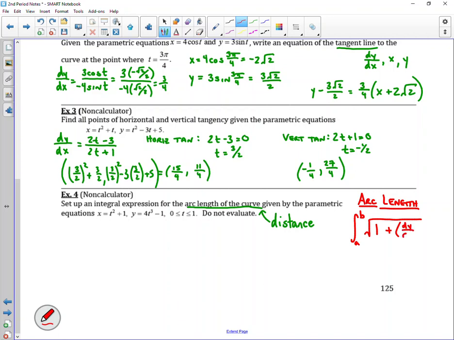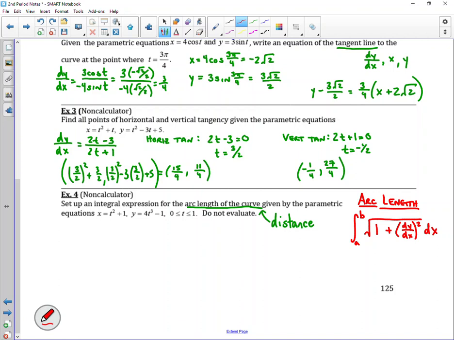1 plus dy dx squared and then dx. But you can also do the 1 plus, which you almost never see, 1 plus dx dy squared dx, right? Well, actually, arc length for parametrics is a lot easier.